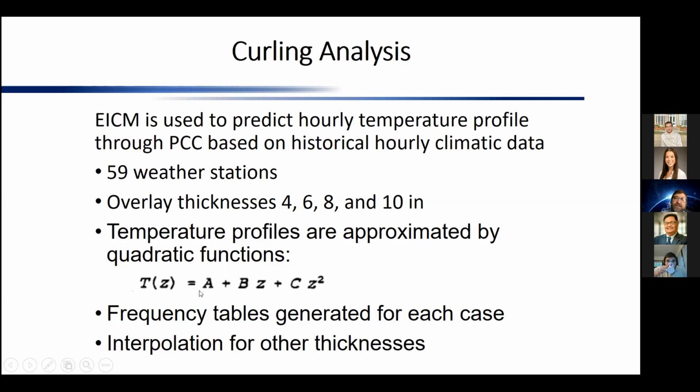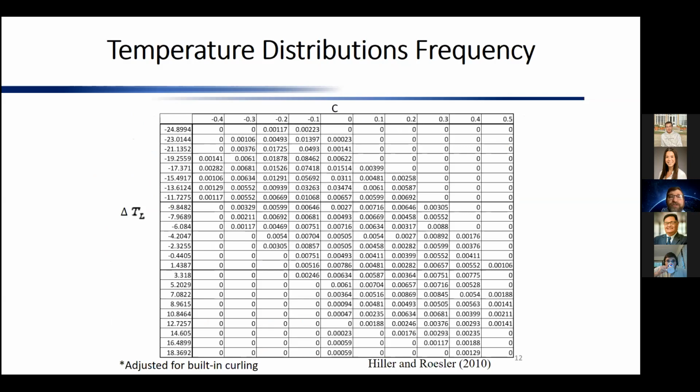The constant term A doesn't cause any bending stresses, so it can be ignored. The linear term B would cause bending and curling, and the C term would affect self-equilibrating stresses. So all of them are important. That's why we tabulated and developed frequencies of those parameters. Here you see the frequency of the difference between the top and the bottom temperature of the overlay, and here are frequencies of the C parameter. So basically we see that a difference of minus 4 degrees and a C parameter of 0.1 would occur about 0.5% of the time.